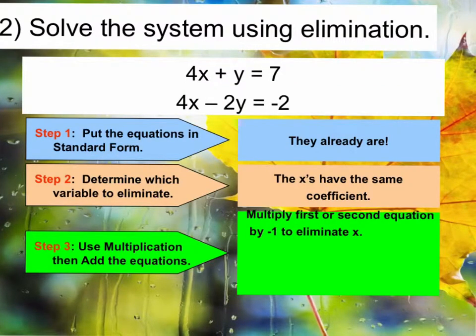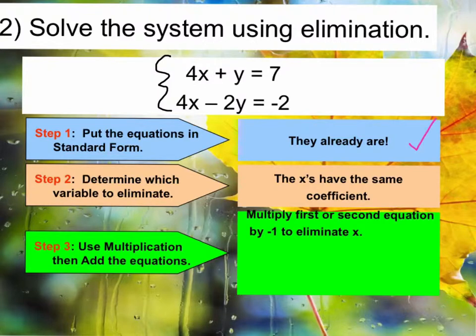We are going to solve the system using elimination. Here's our system of equations. And our first step is to put the equations in standard form. So let's see if they are. Notice how the x and the y's are on the same side and the constant is on the right-hand side. Both equations are in standard form. Step 1 is done for us.